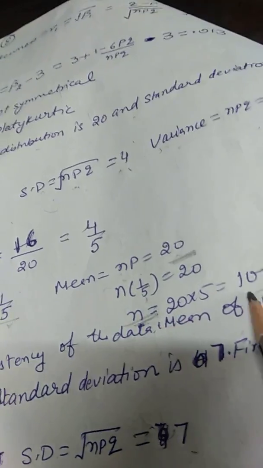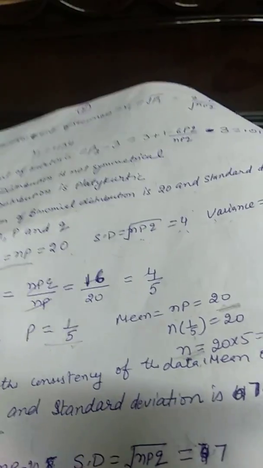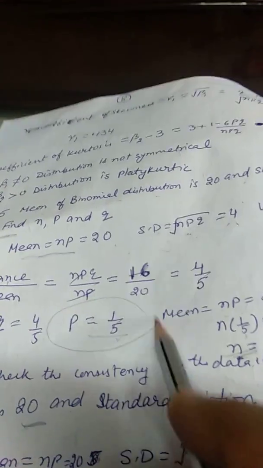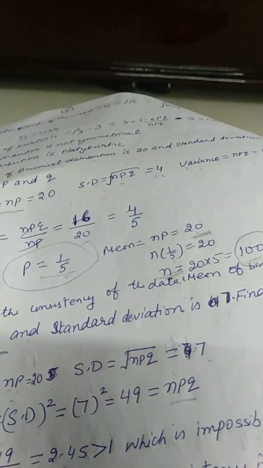n is 100. So when you have both n and p, n is 100 and p is 1/5. So if n and p are known, we can find out the binomial distribution. You can even find out the skewness, kurtosis, anything you can find out if you know the two things, that is n and p. The next thing is the fitting of binomial distribution.